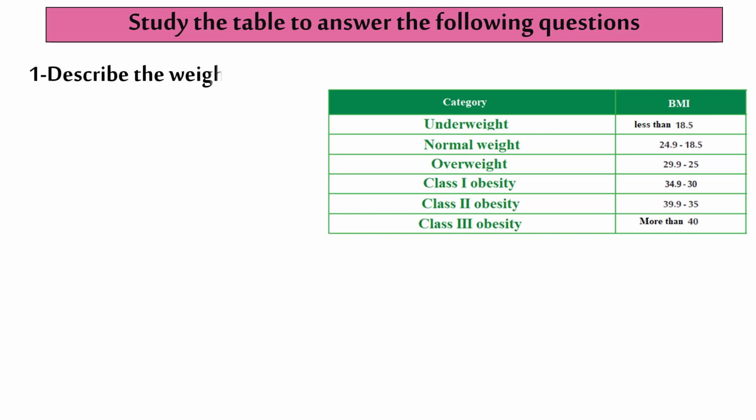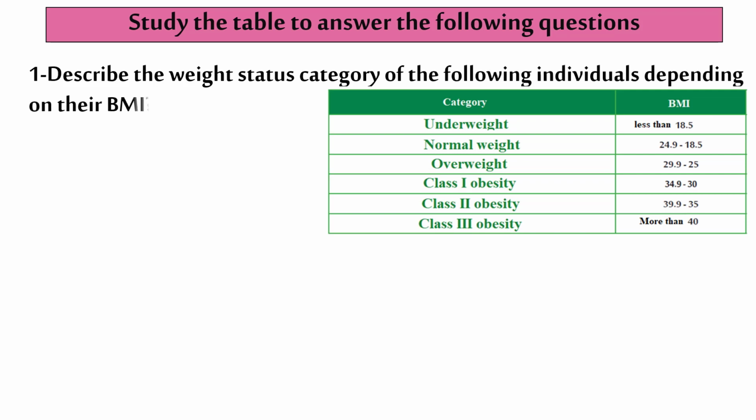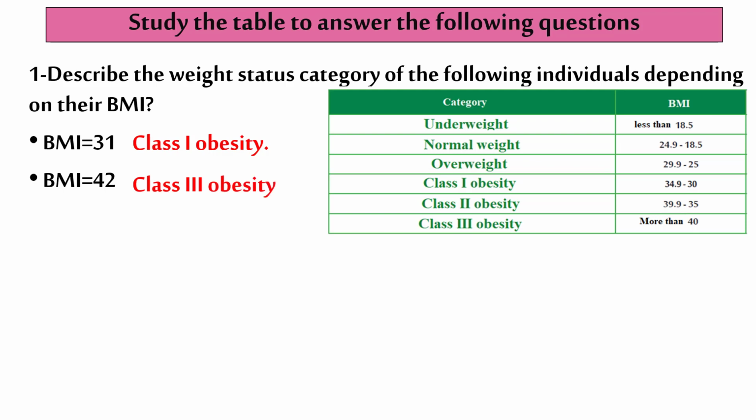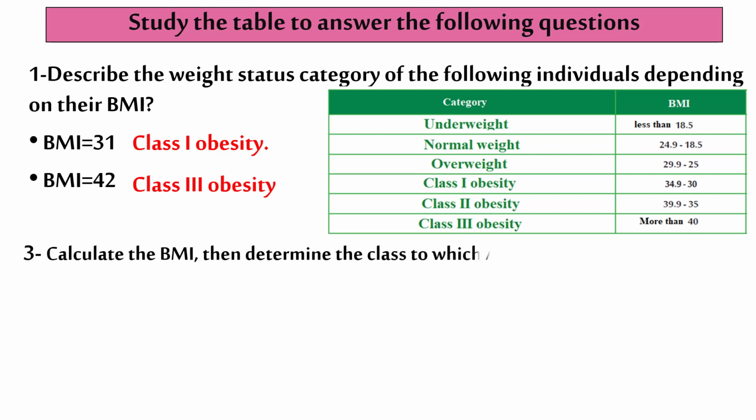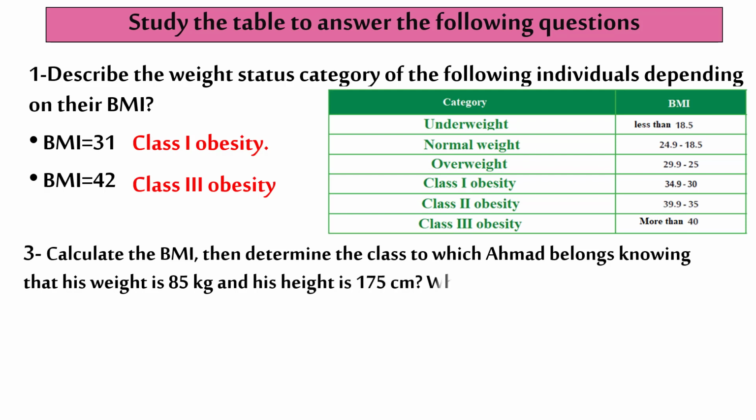Describe the weight status category of the following individuals depending on their BMI. For the individual whose BMI is 31, according to this table, he belongs to class 1 obesity, whereas the individual of BMI equals 42 is class 3 obesity. Calculate the BMI, then determine the class to which Ahmed belongs, knowing that his weight is 85 kilograms and his height is 175 centimeters. What advice would you give him?